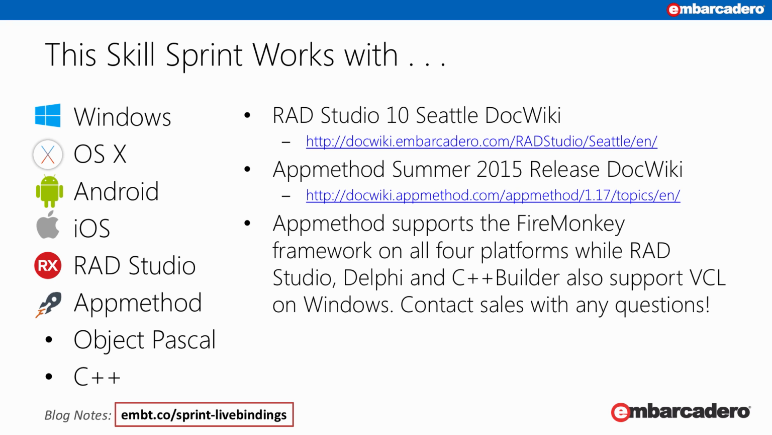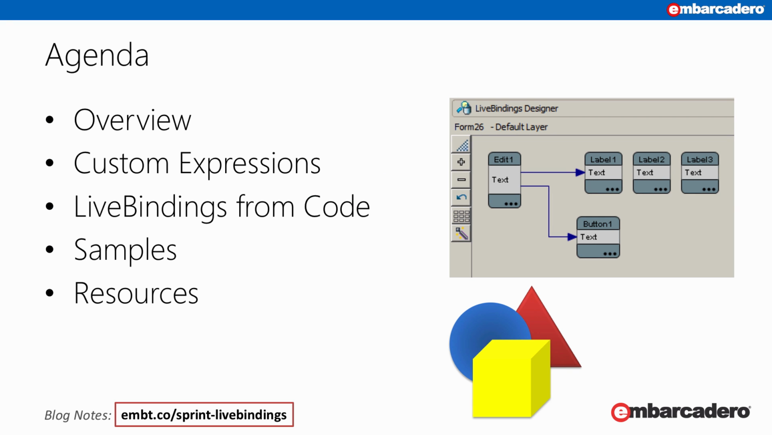This skill sprint works across all platforms with all of our tools and in all of our developer languages. Agenda: we're going to do an overview of live bindings. We're going to talk about custom expressions, and we're going to look at live bindings from code, so that's binding objects built in code to user interface elements. We'll have a few samples and we'll give you some resources.